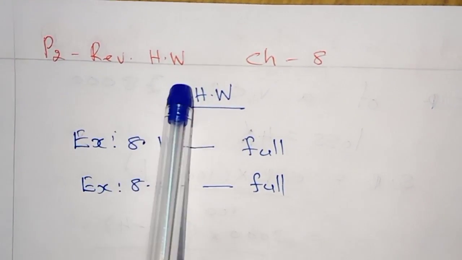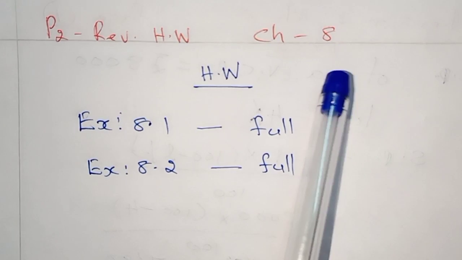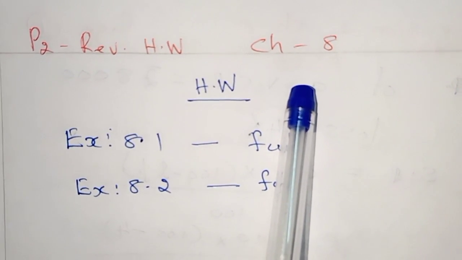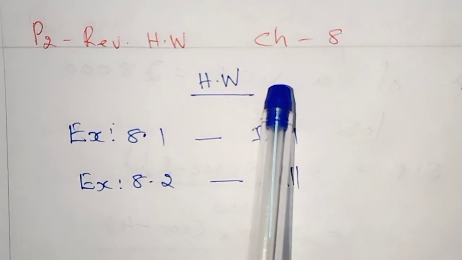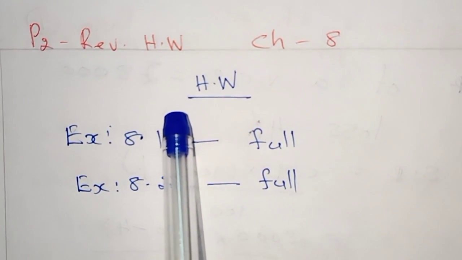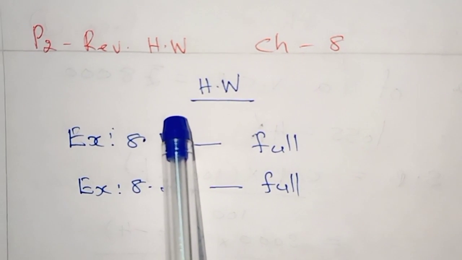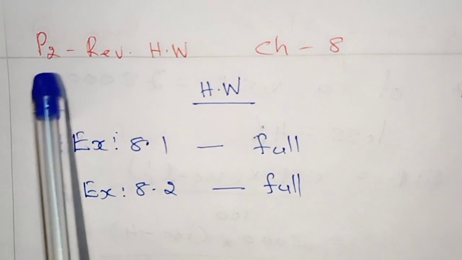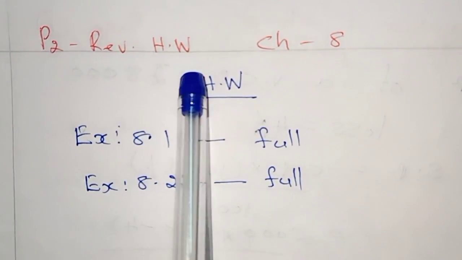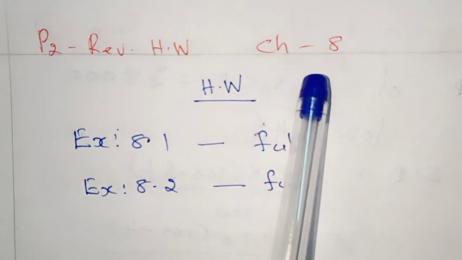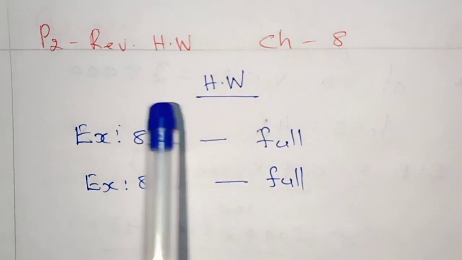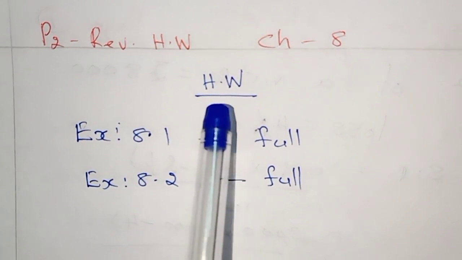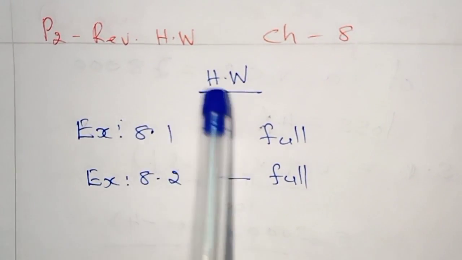Periodic Test 2 Revision Homework Chapter 8. In the previous revision video, that is revision video 1, I already gave the Chapter 7 Revision Homework. This is the Chapter 8 homework. P2 Periodic Test 2 Revision Homework Chapter 8. What is Chapter 8? Comparing quantities. This is the revision homework. Do it in the homework book.